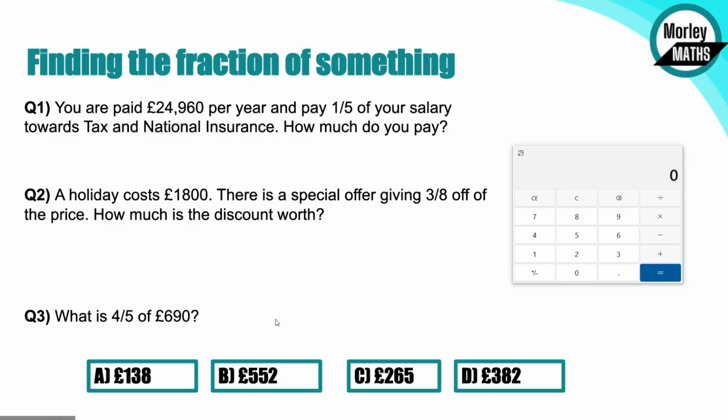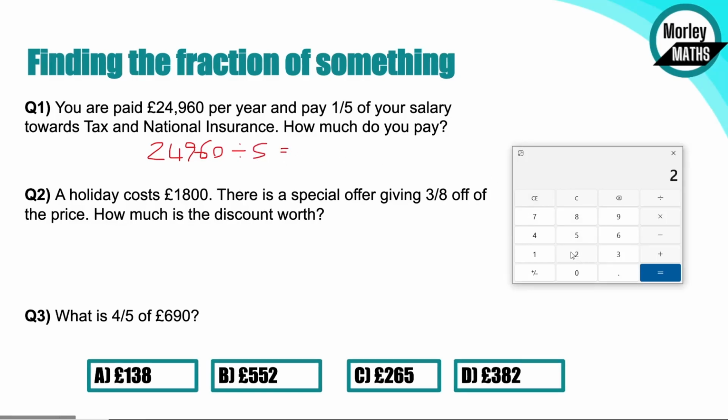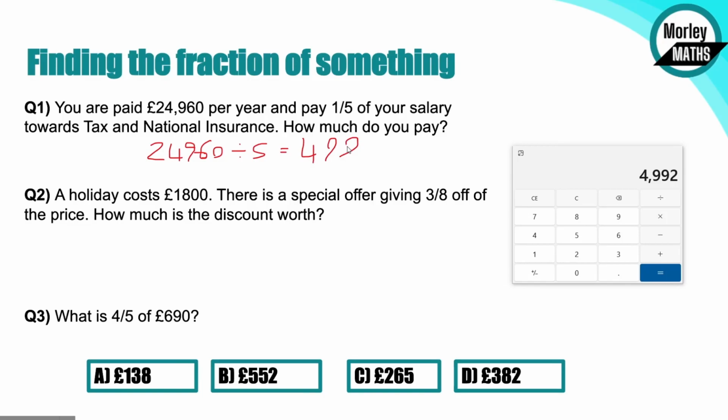You pay £24,960 a year and pay 1/5 of your salary towards tax and national insurance. How much do you pay? So what we're looking at here is 24,960, and we're going to be dividing that by the 5. We're not going to be multiplying it by anything because we don't need to. Once you've divided it by the 5, that gives you the value of 1/5. So you're dividing it by the 5 parts, giving you the value of one of those parts, which is £4,992.